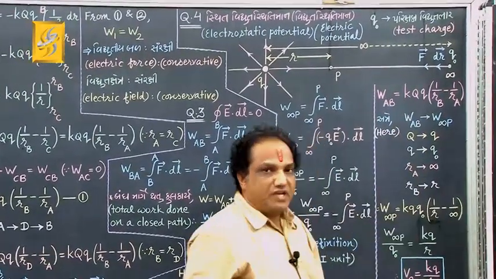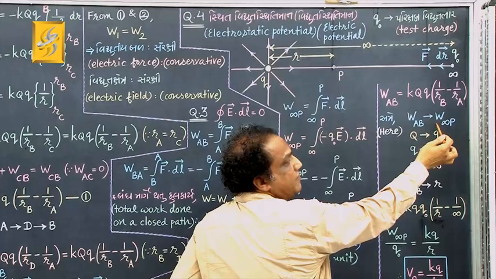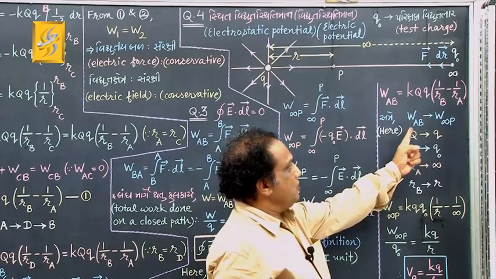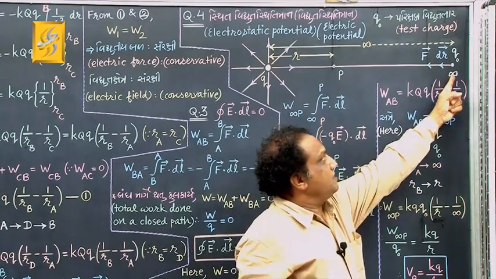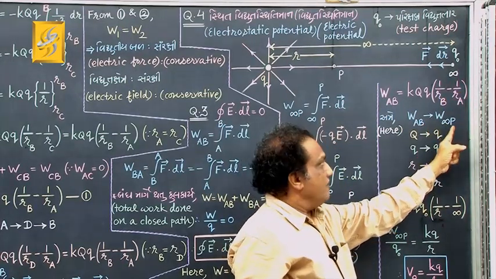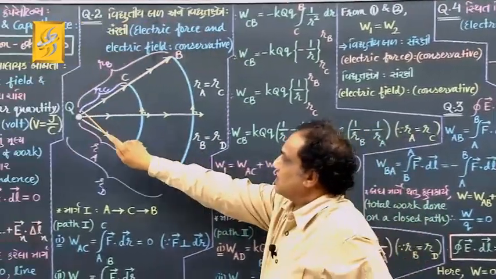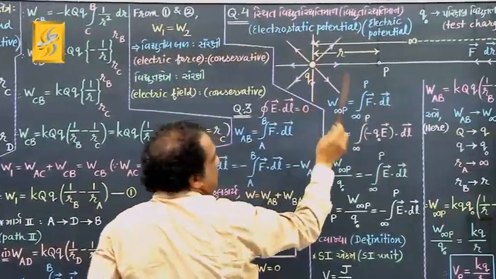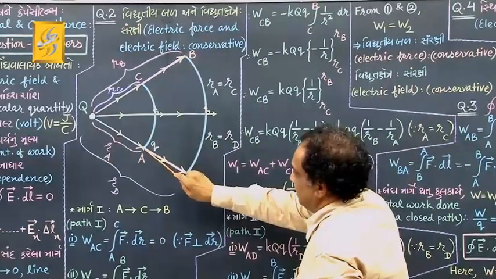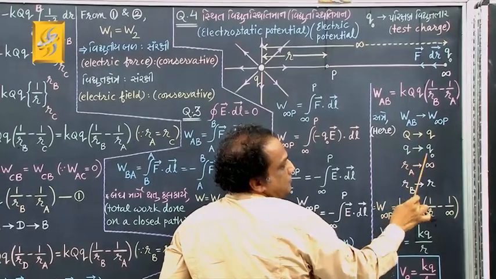Correct? Now let us make some changes. Right now this amount of work done is to be replaced by the symbol W from infinity to point P, because here the initial position was point A, here the initial position is at infinite distance. Then the final position, earlier it was point B, now the final position is point P. Earlier the source charge was capital Q, now the source charge is small q. So instead of capital Q I write small q. Earlier the test charge was small q, and now the test charge is Q0. So instead of small q I should write Q0.